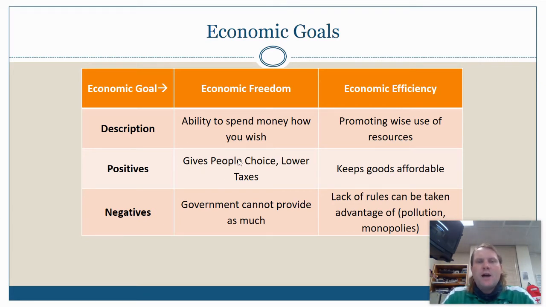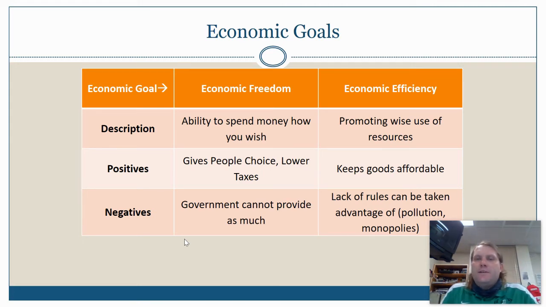So the positives: we like the choice, and taxes are lower. However, if the government doesn't collect as much money, they can't provide as much. We'll tie that into another economic goal in a little bit, but if the government has no revenue, they can't provide nearly as much.